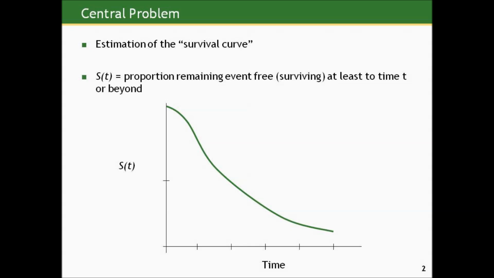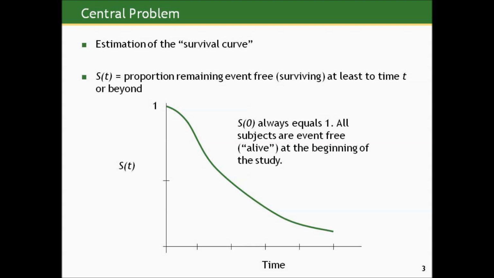What they considered was they wanted to estimate this survival curve based on a sample of data using full information on some subjects and censored information on others. What they wanted to estimate as a function of time was the proportion remaining event-free or surviving to at least time t or beyond. So S of 60, for example, will be the proportion who have still not had the event by 60 days. This curve always equals 1 or 100% at time 0 by definition.